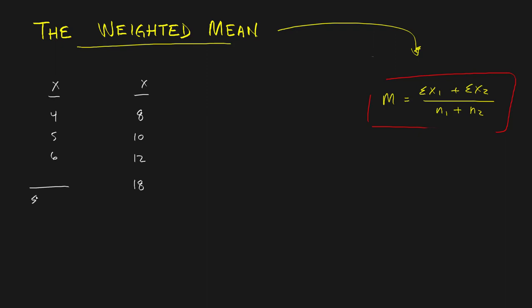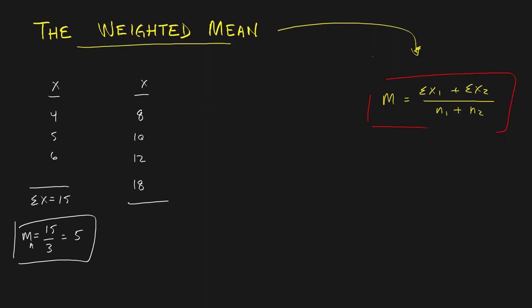We already know for the first group that the sum of x was 15, and that gave us a mean of 15 over 3, which is 5. So we've got that taken care of for the first group. The mean for group A is 5. For the second group, what do I get?